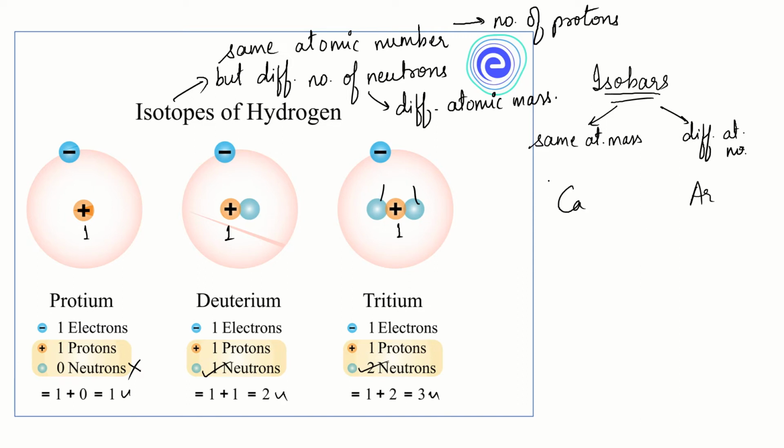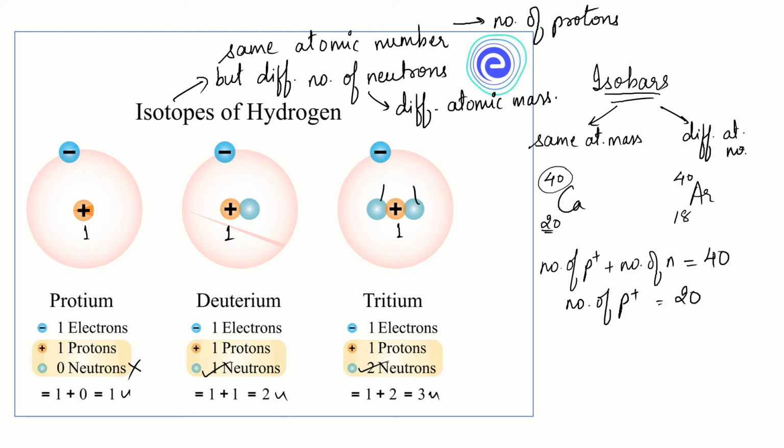Now the atomic mass of calcium is 40, the atomic mass of argon is also 40. The atomic number of calcium is 20, the atomic number of argon is 18. So we know that the number of protons plus the number of neutrons is the atomic mass, which is 40. This is the atomic number, so the number of protons is equal to 20. Based on this, you can calculate the number of neutrons. So N is equal to 40 minus 20, which is 20, which is correlating. So it means this formula can be used.